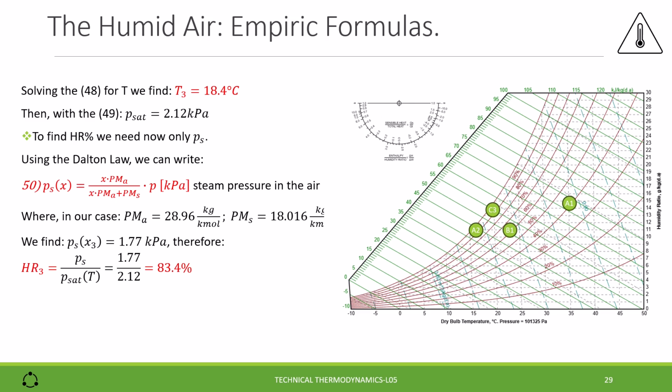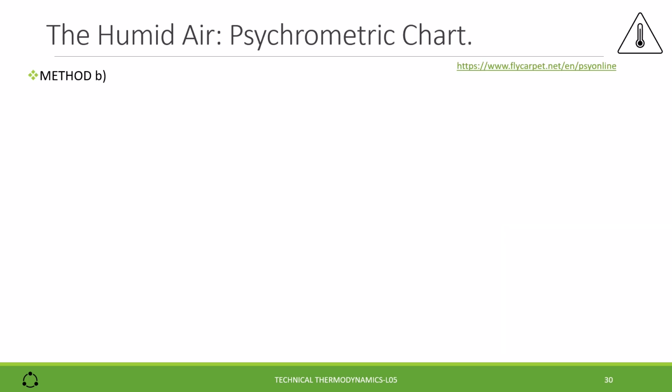In the psychrometric chart, the horizontal axis displays the dry bulb temperature, while the vertical axis the absolute humidity X. All the other thermodynamic parameters can be also read in the chart. What is missing is only the flow rate. Let's start now the method B, that is using the tool fly carpet.